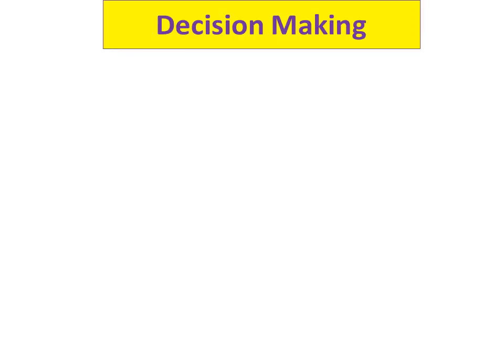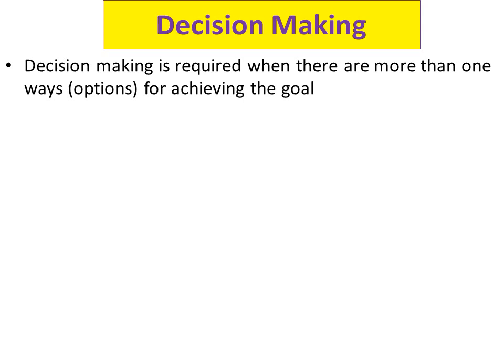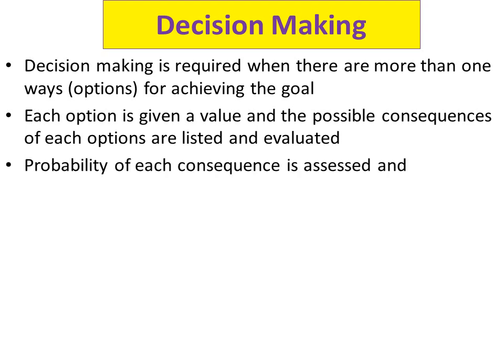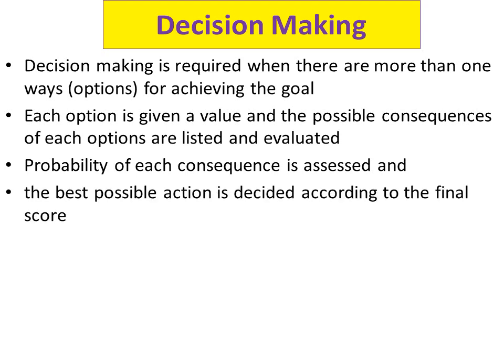Decision making. This technique is required when there is more than one way of reaching the goal. Each option is given a value, and the possible consequences of each method are listed and again given a value. The probability of each consequence occurring is assessed, and the best possible action is decided according to the final score.